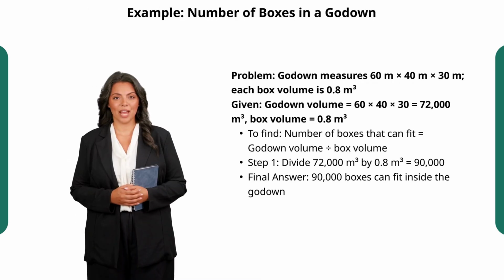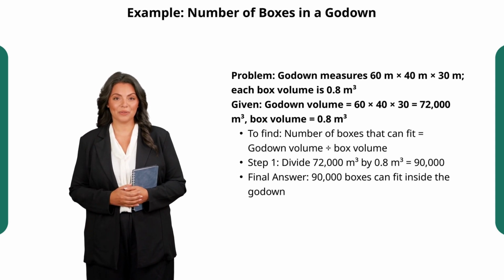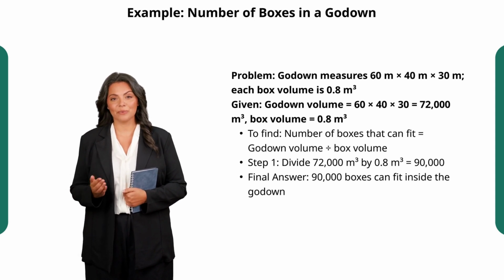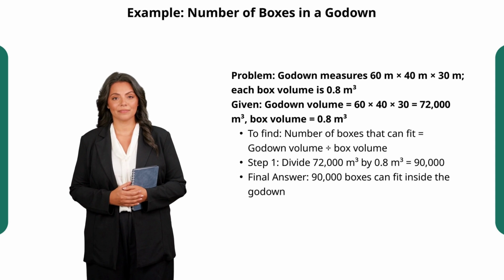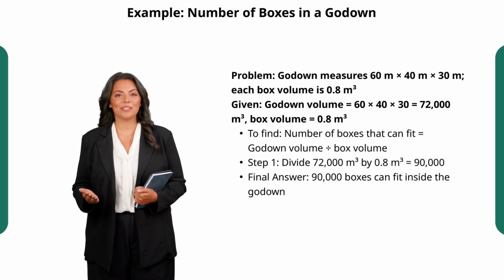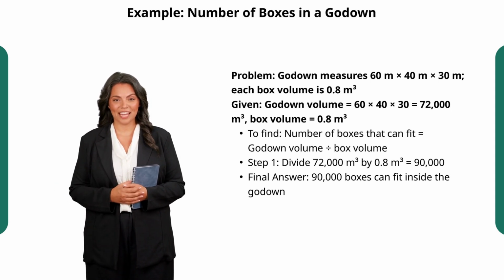Let's link volume to practical storage problems. Imagine a go-down, which is a storage warehouse that is 60 meters long, 40 meters wide, and 30 meters high. The total volume is 60 times 40 times 30, which equals 72,000 cubic meters. Each cuboidal box has a volume of 0.8 cubic meters. How many such boxes can we store? Dividing the go-down's total volume by the volume of one box, we get 72,000 divided by 0.8, which equals 90,000 boxes.